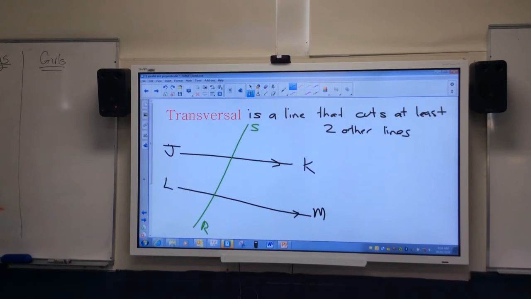Now I don't have a little symbol for this, but we don't often have to use the word transversal. I just need you to know what it means in case I say that word, which I definitely will be saying next lesson when we learn some special properties of transversals.